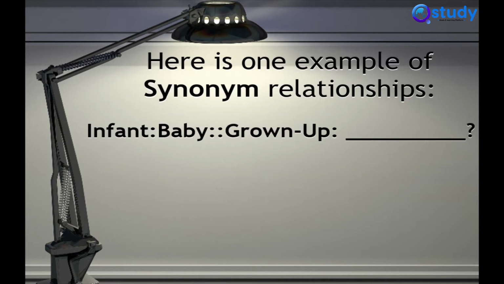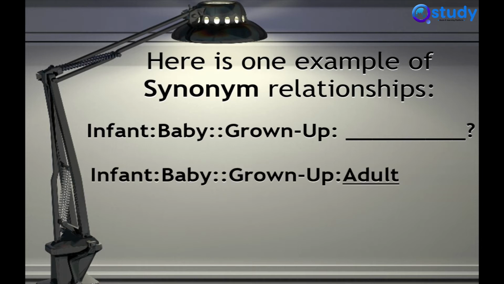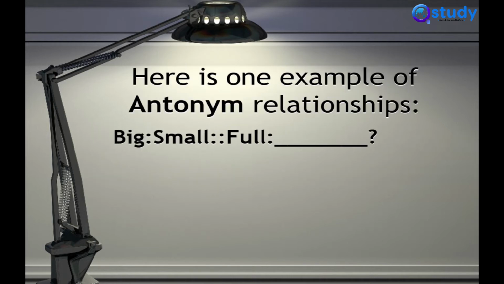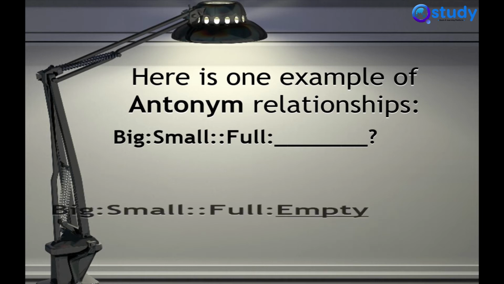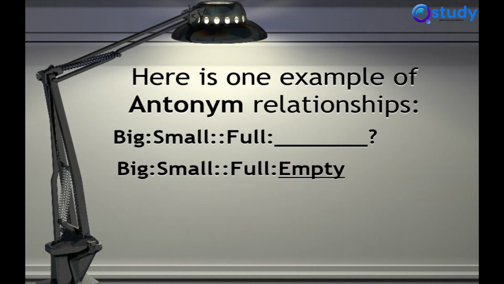Now we'll see examples of each one of them one by one. Here is one example of synonym relationships. Infant is to baby, as grown up is to adult. Infant means baby, grown up means adult. They are synonyms. Then next is antonym. Example of antonym: big, small. Big is to small, as full is to empty. These are opposite words.